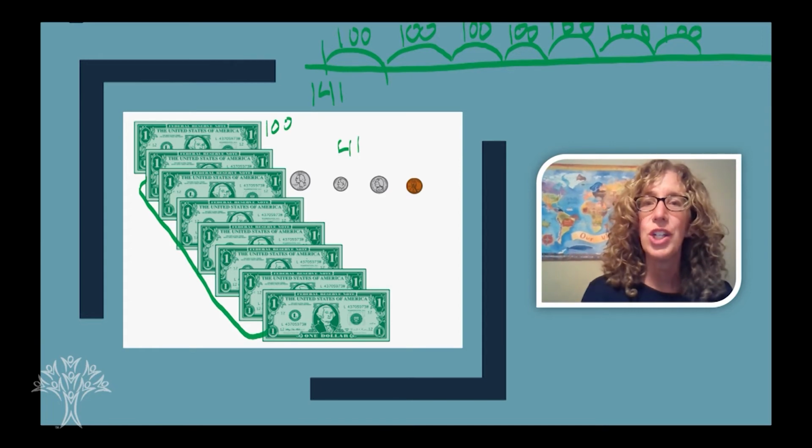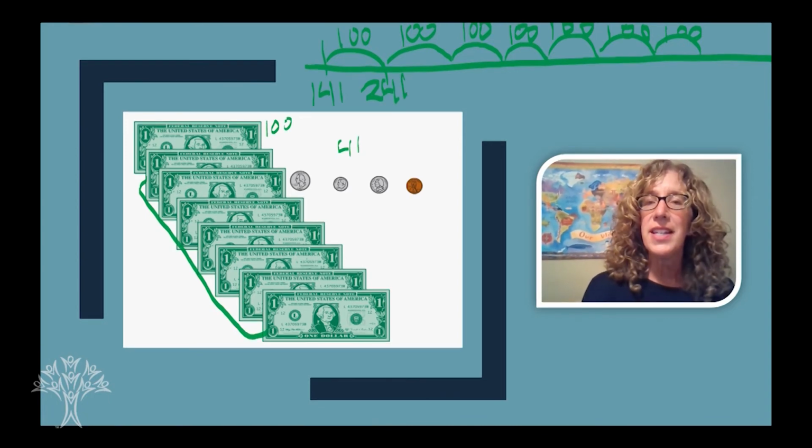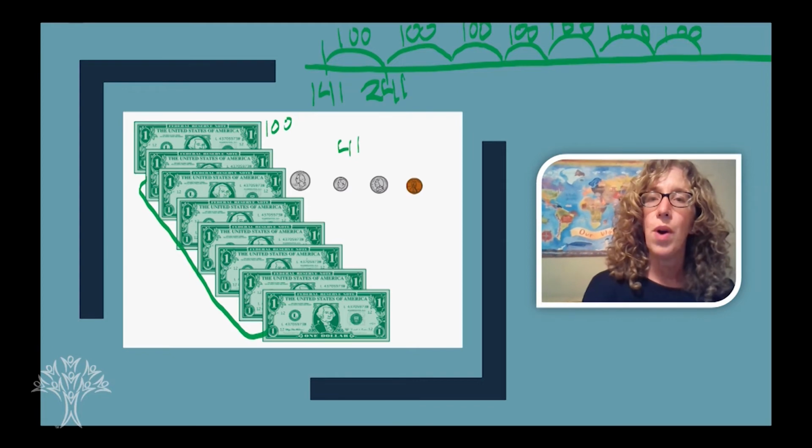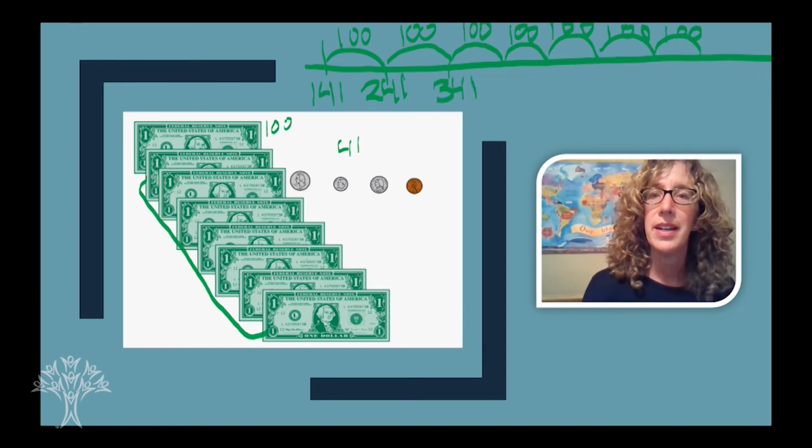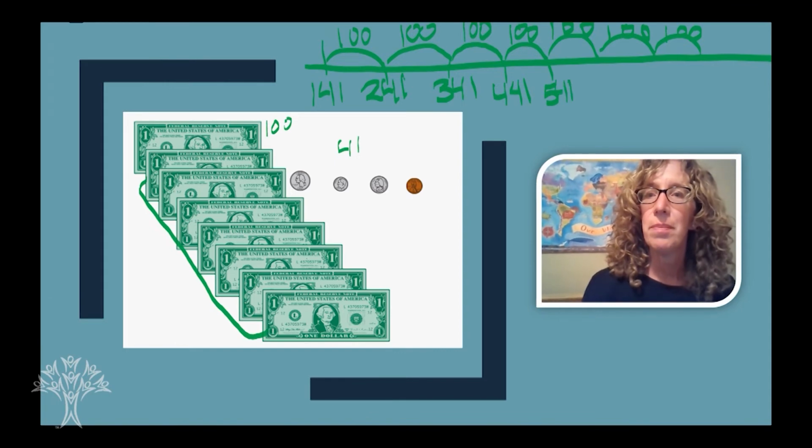All right, and be sure that you label where you land. If I start on 141 and jump 100, I land on 241. Plus 100, 341. Plus 100, 441. Plus 100, 541. Plus 100, 641. Plus another 100, 741.